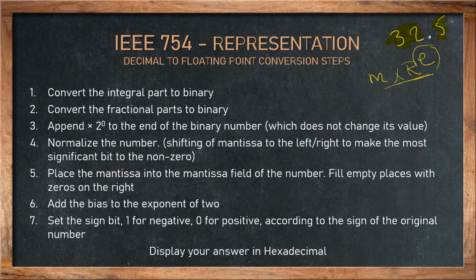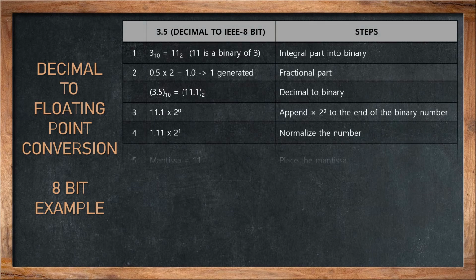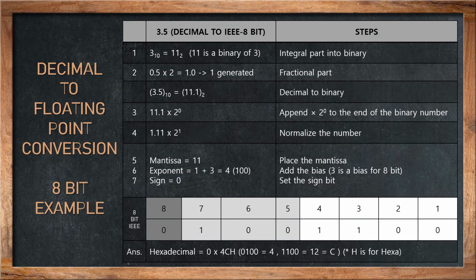Now in the next slide we'll take an example and see how to convert decimal to the floating point system. So let's start. Okay, so after the steps for converting decimal to FPS, let's take one example. In this example, we will convert a decimal number into the 8-bit IEEE format. Let's perform all these steps one by one.